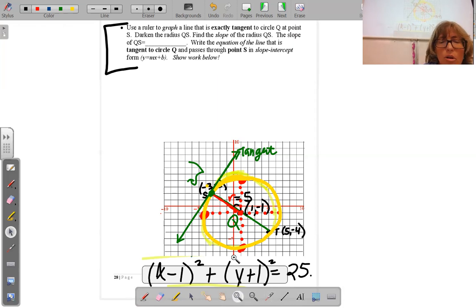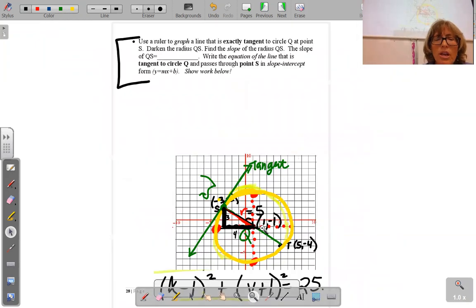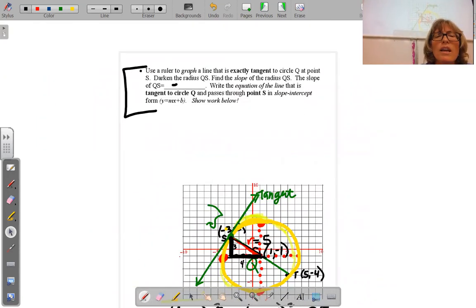All right, so take a look here. Our rise and our run from here to here, I can go 1, 2, 3, 1, 2, 3, 4. Kai, what's my rise? What's my run? And then am I going up left to right or down left to right? That means the slope of QS is going to be negative 3/4. That's rise over run, and it's negative.